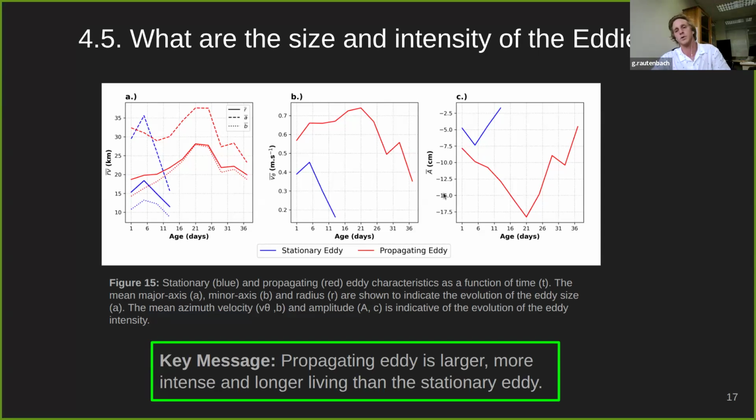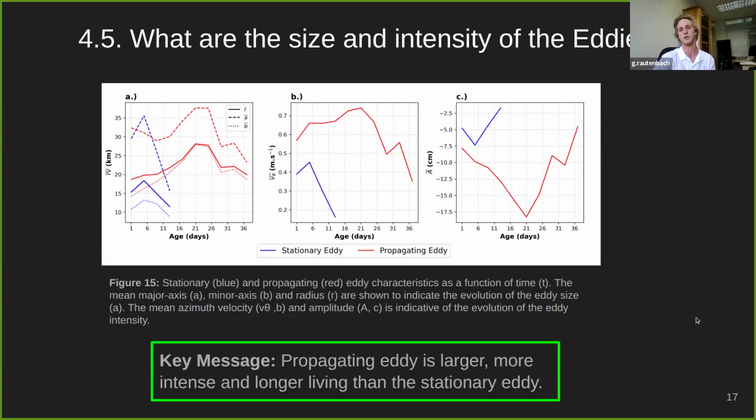I did, however, just want to point out, when you look at plot A, so that's the radius, you see there's extra lines there. We've got a dashed and dotted line, which showcases the major and minor axes of the eddy. And what is interesting is how these axes start to converge as the eddy grows and changes from an elliptic to a more circular shape. That's kind of the main idea.